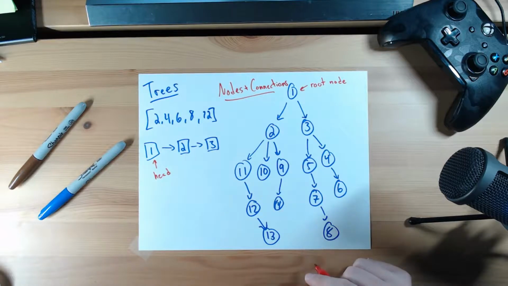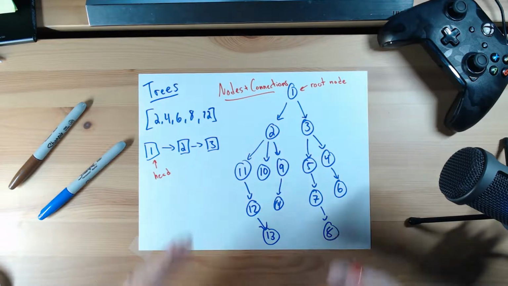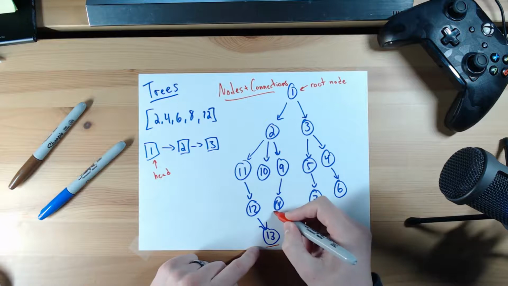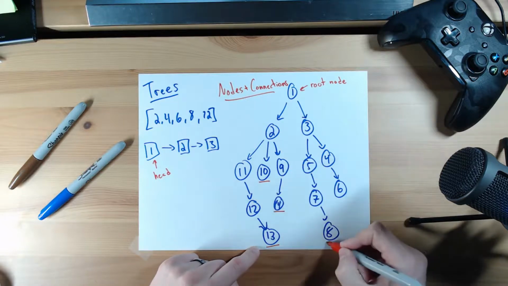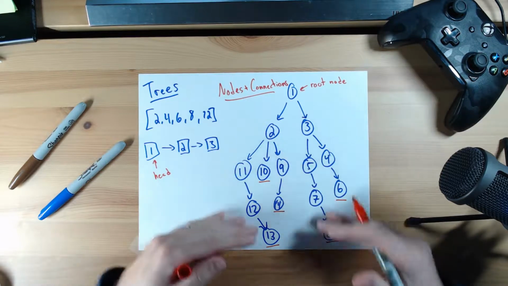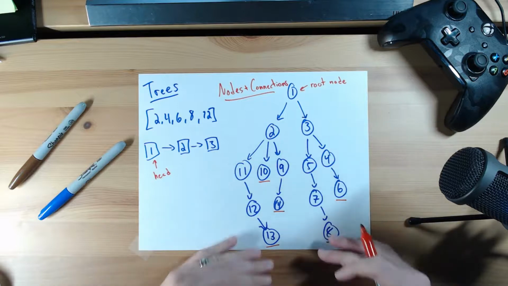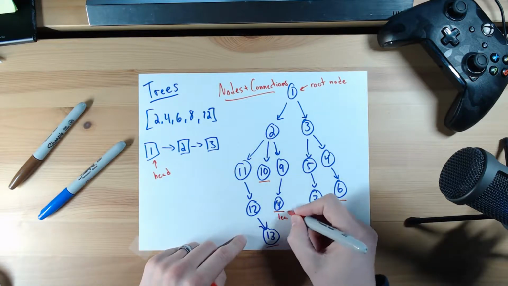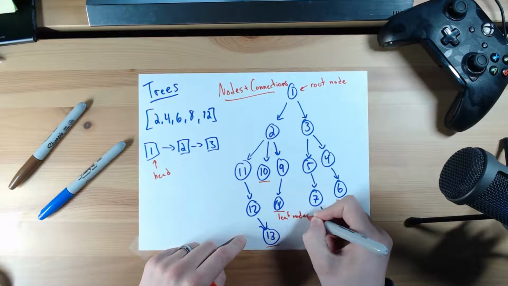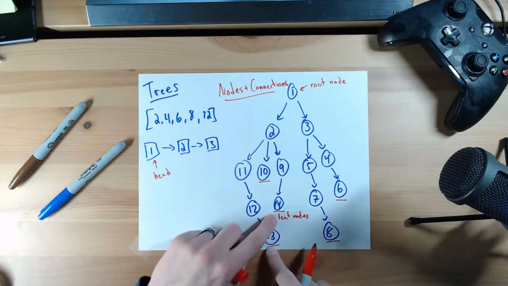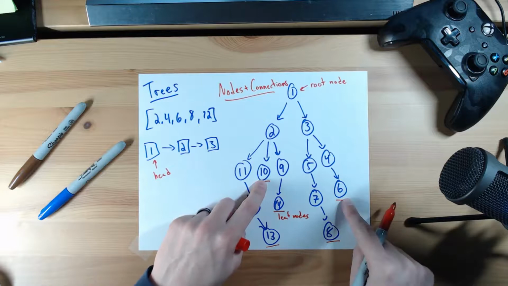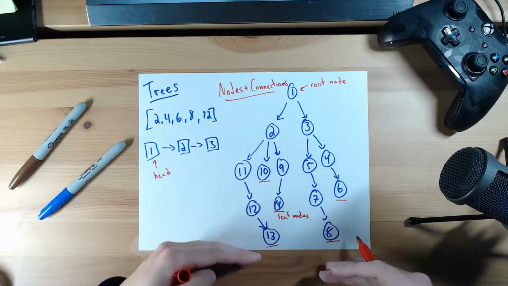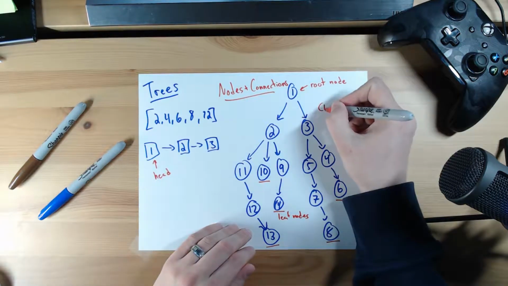So the next thing is leaf nodes. Leaf nodes are these. They're at the very bottom of the tree, at the very end. There's nothing else connected to them. These are all leaf nodes: 13, 14, 10, 8, and 6. And it's because they have no children attached to them, right?